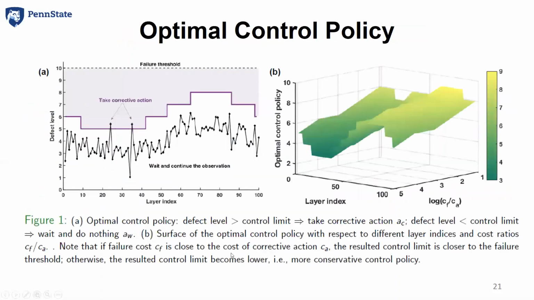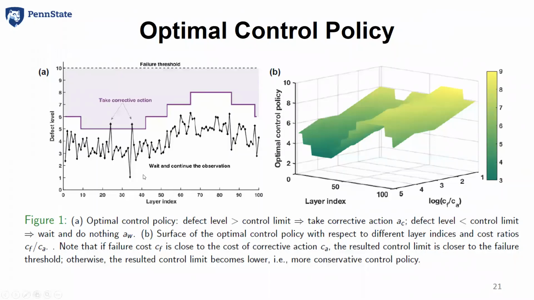So now let me skip the mathematical part. Let me just interpret the results we got. So this is the layer index. In this build, we have about 100 layers, and this is the defect level. In each layer, we have a different defect estimation, because this is a random process. The manufacturing process has variations, uncontrollable variations, as we discussed.